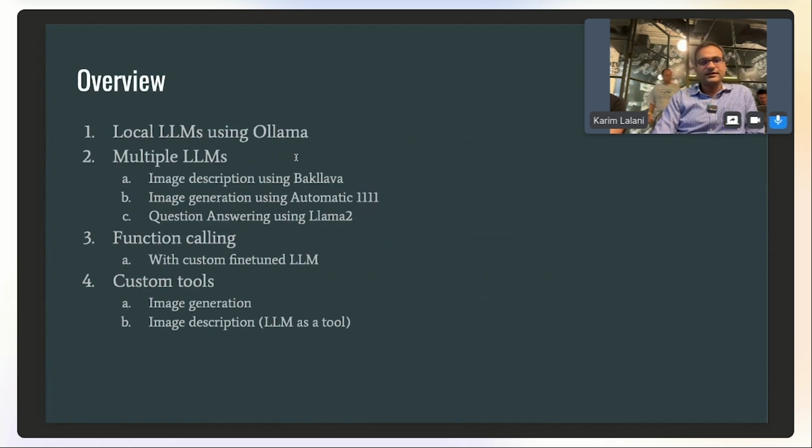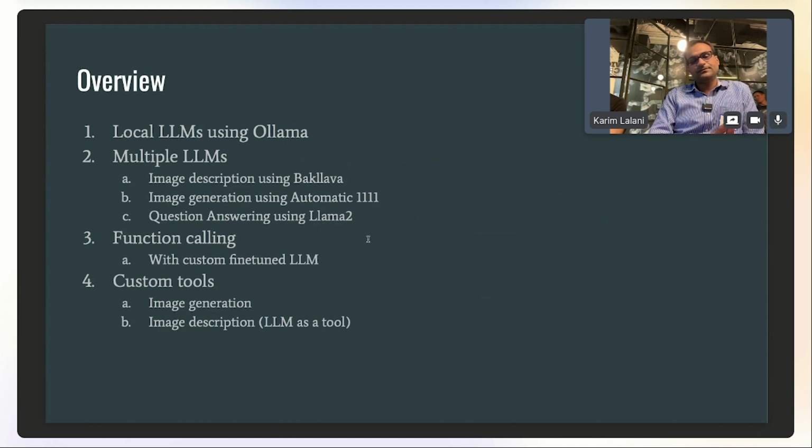So let's get started. We'll be loading local LLMs on this one. No OpenAI, no Anthropic. It's all going to be local. Like I said, multiple language models. We'll use the Baklava model to read the context out of an image, essentially image to text. Automatic 1111 for image generation from text. And for simple question answering, we'll use the Llama 2 model.